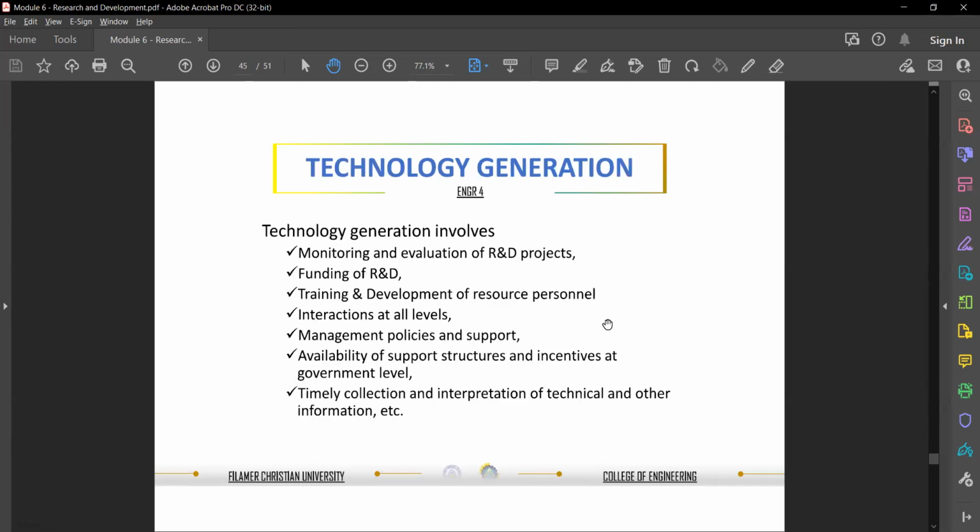So technology generation involves monitoring and evaluation of R&D projects, funding of R&D, training and development of resource personnel, interactions at all levels, management policies and support, availability of support structures and incentives at government level, then timely collection and interpretation of technical and other information.